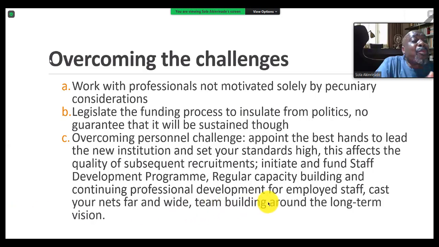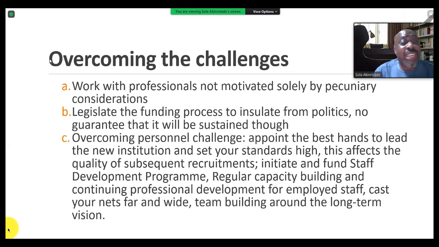Regular capacity building and continuous professional development for employed staff. You need to engage in regular capacity building. We are doing monthly capacity building for our staff at the university every month. All the staff from all the campuses will come to Osogbo for the monthly capacity building workshop. It helps people to realize their weaknesses, and number two, to build a sense of loyalty and a community among the staff. It works very well for us.